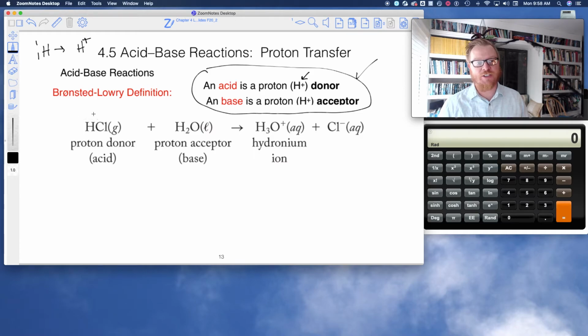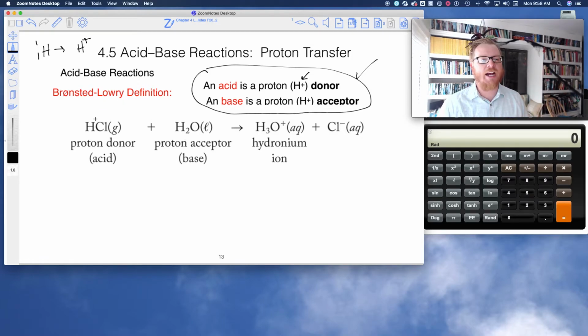Hydrochloric acid, HCl, a hydrogen bonded to a chlorine. Okay, that is the proton donor, so that is the acid. And now in this reaction, water has to be the base. Okay? And so as we will see, water can act as an acid and a base. It's very unique in that way.